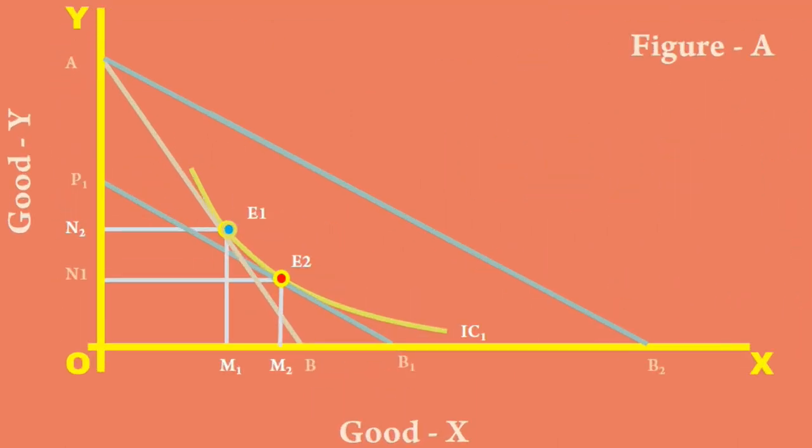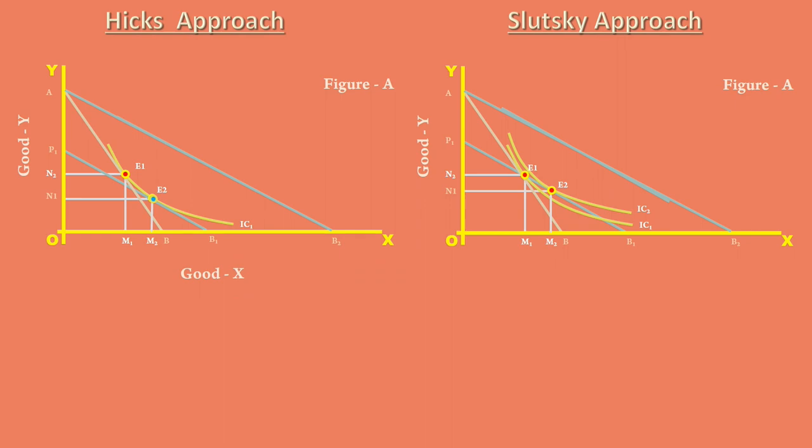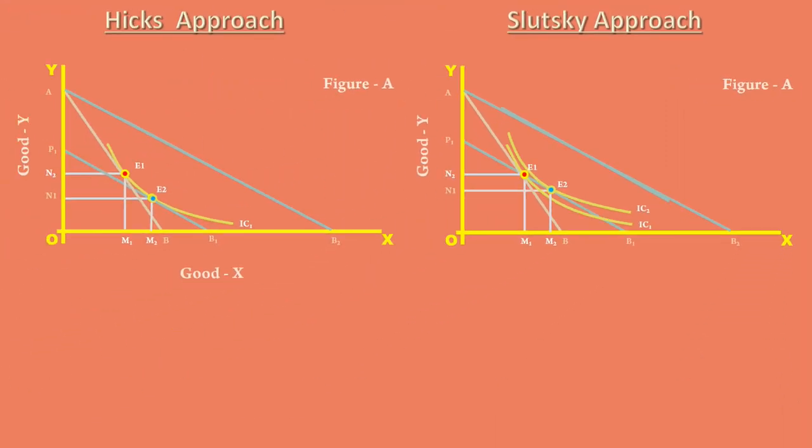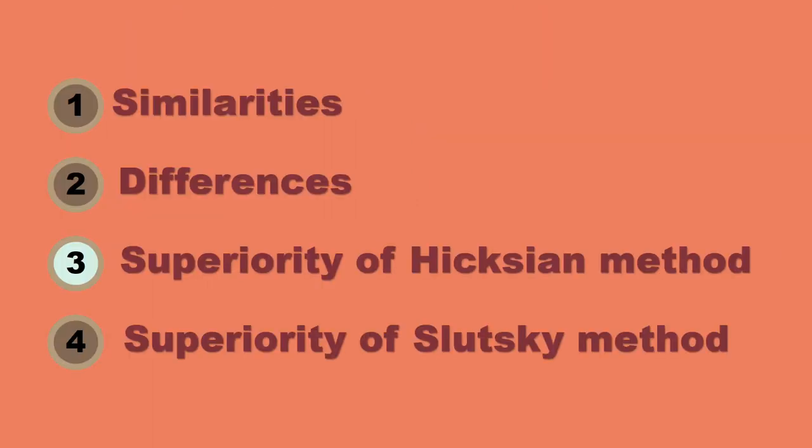3. Hicksian substitution effect takes place on the same indifference curve. Slutsky's substitution effect takes place along the same price line. Well, we shall see the superiority of Hicksian method.